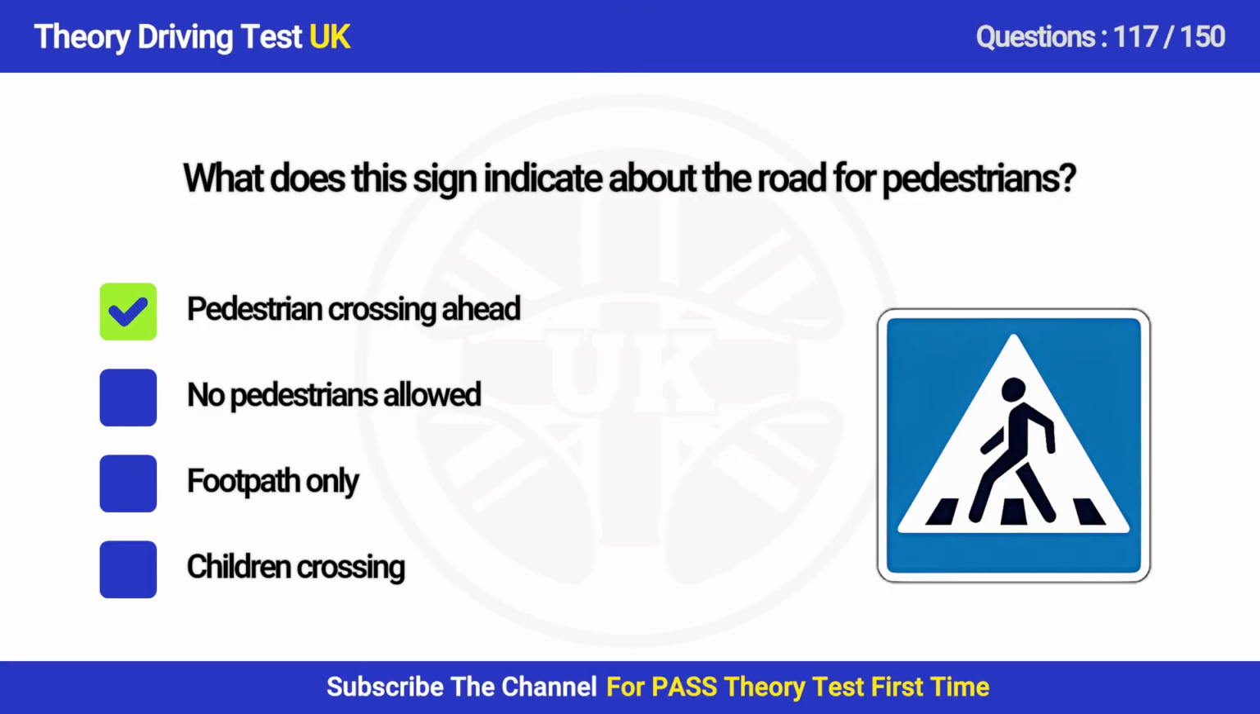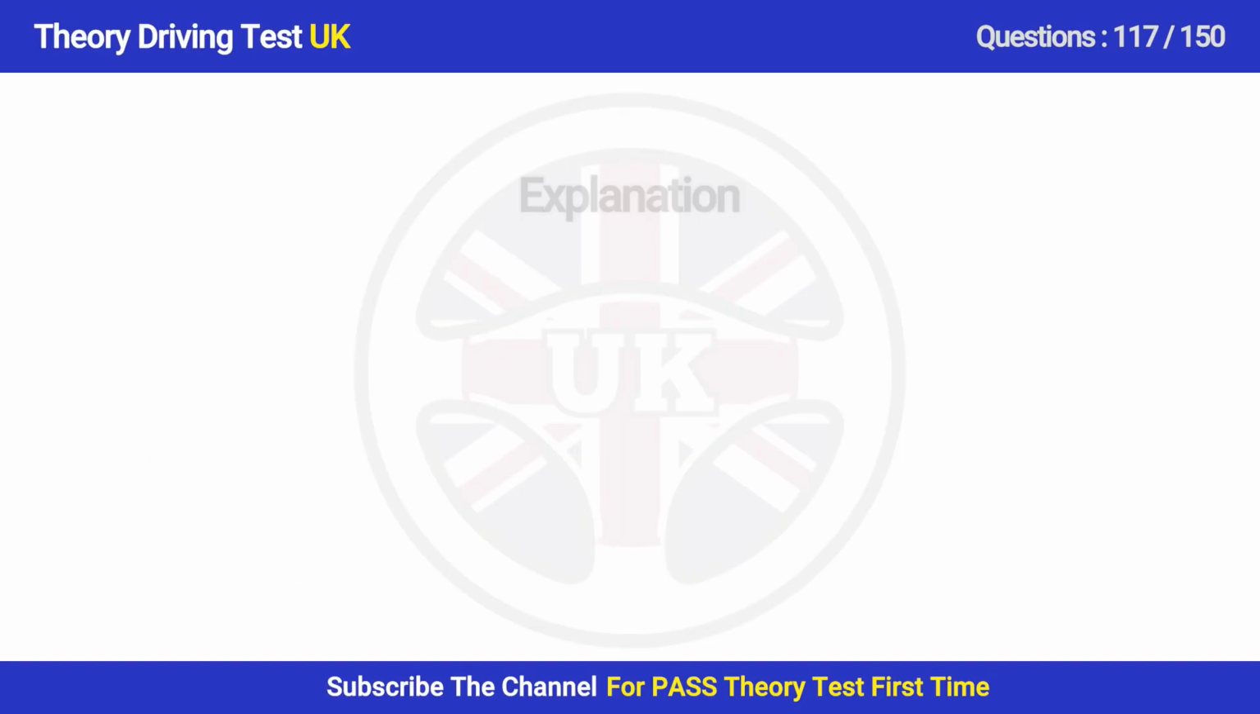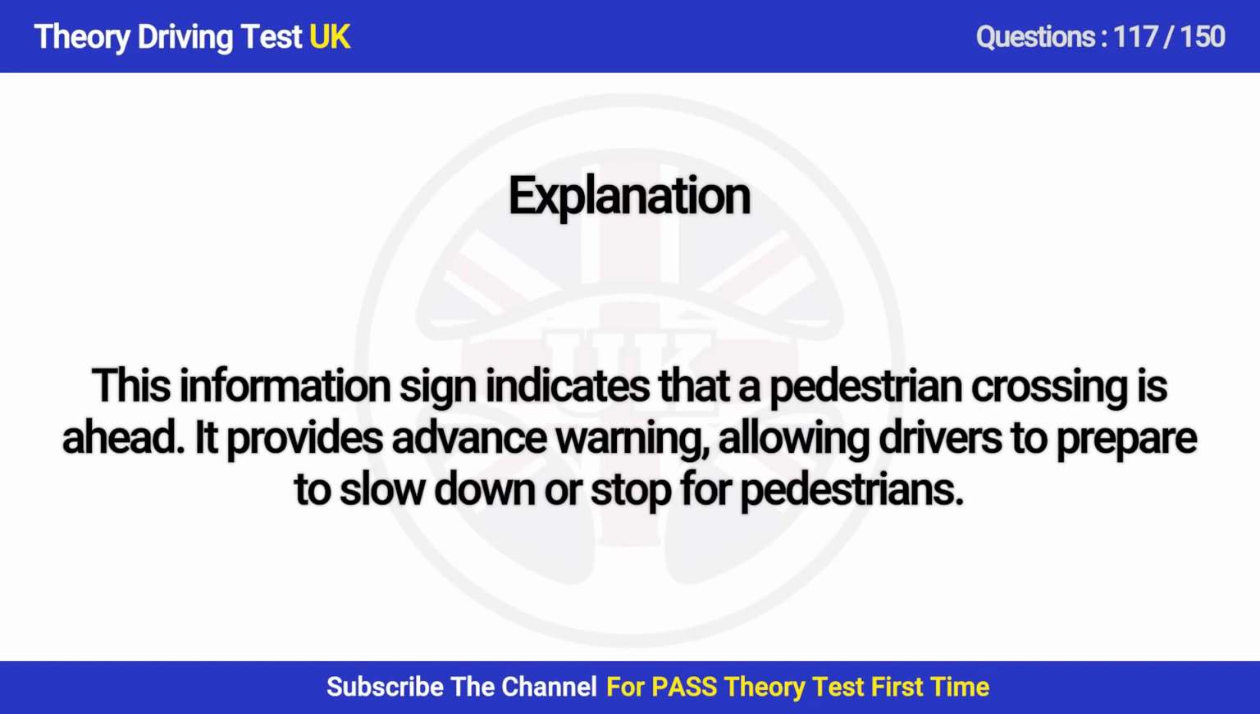Answer is A. Pedestrian crossing ahead. This information sign indicates that a pedestrian crossing is ahead. It provides advance warning, allowing drivers to prepare to slow down or stop for pedestrians.